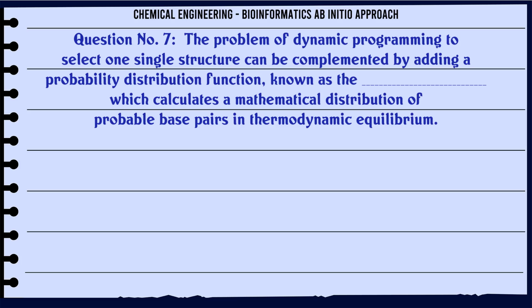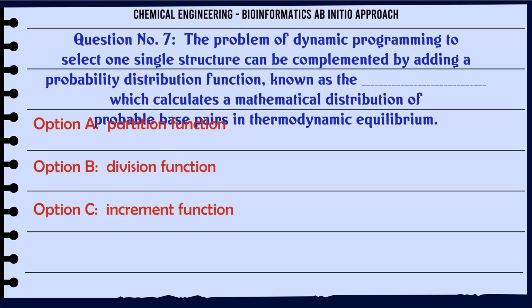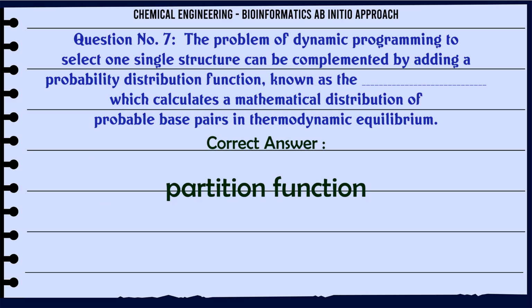The problem of dynamic programming to select one single structure can be complemented by adding a probability distribution function known as the, which calculates a mathematical distribution of probable base pairs in thermodynamic equilibrium. A. Partition function. B. Division function. C. Increment function. D. Fold function. The correct answer is partition function.